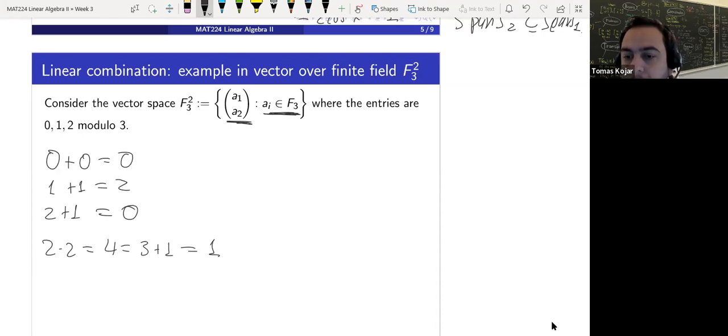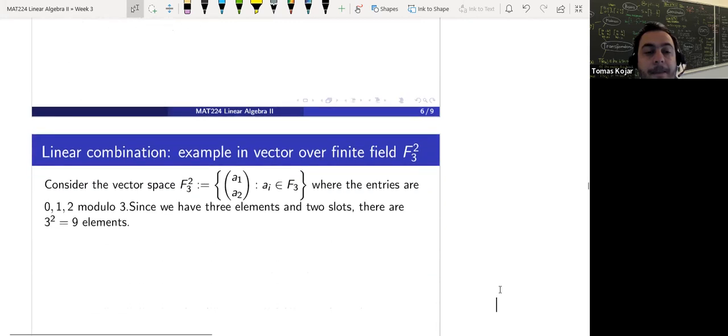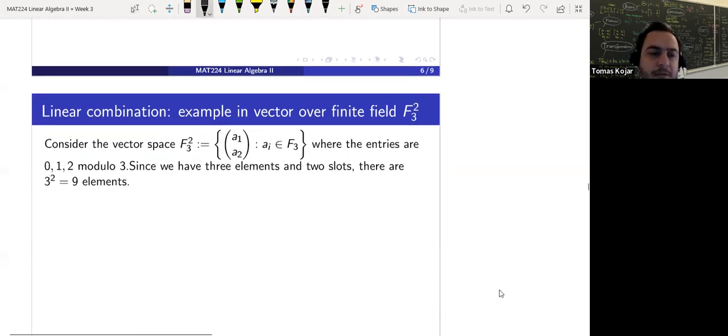Okay. So you have modulo operations for F3, and you define a vector space out of it. And one reasonable question is, how big is this vector space?